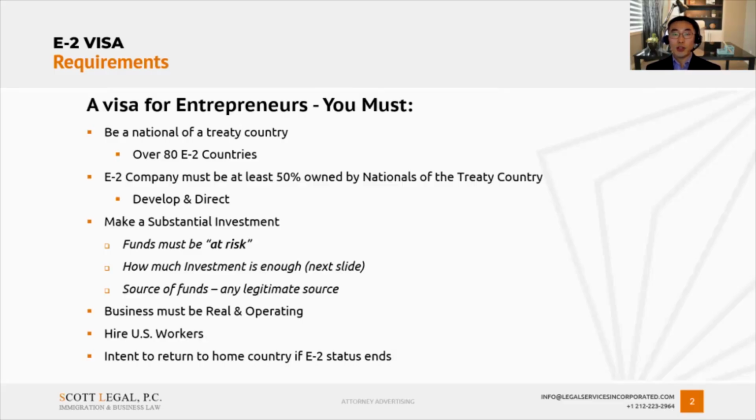To prove this element is satisfied, you usually need to submit a signed commercial lease agreement. Documentation proves that your business entity has been established and registered. Your E2 business company's website is currently up and running. And maybe some supplemental evidence showing that contracts with customers have already been signed, or you already obtained the necessary license from the state government.